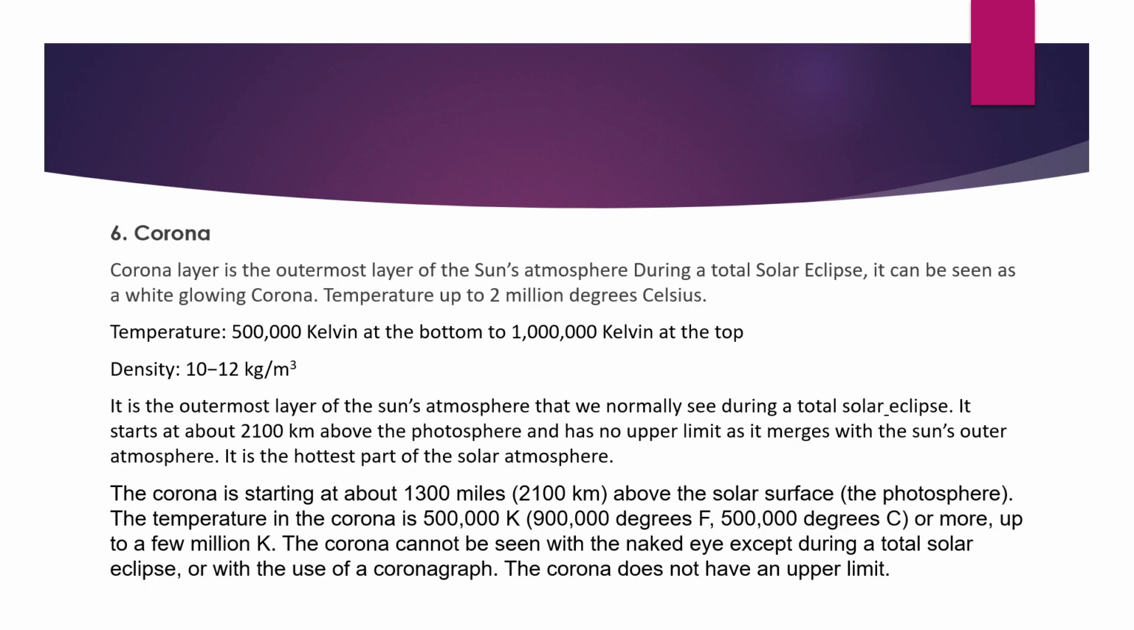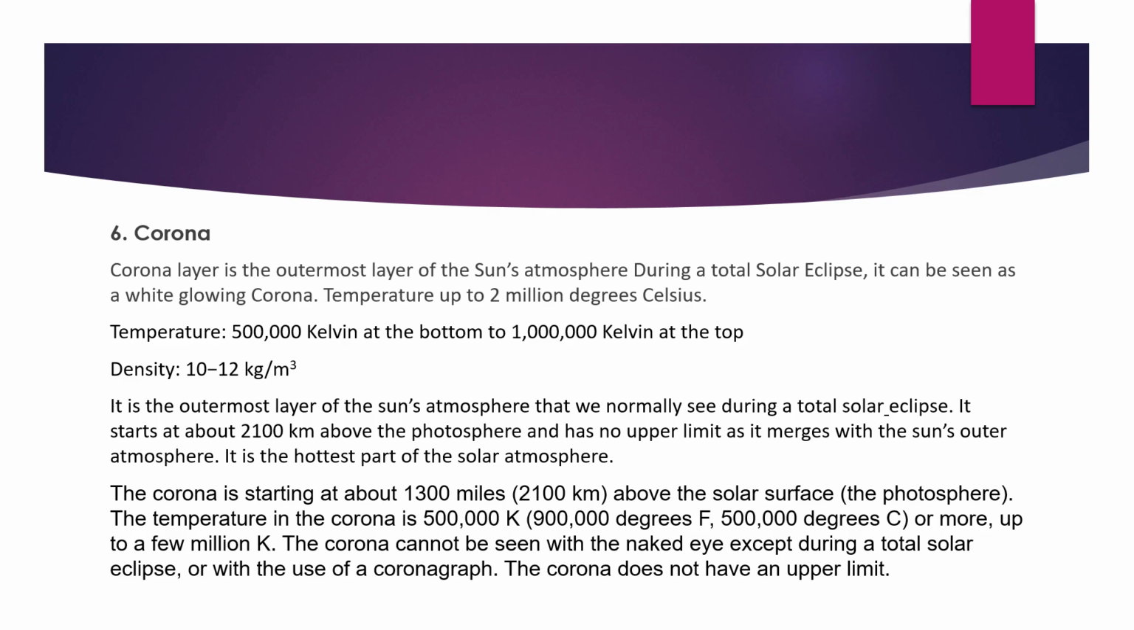Let us discuss the last layer, the corona. The corona is the outermost layer of the sun's atmosphere, seen as a white glowing corona during a total solar eclipse. Temperature up to 2 million degrees Celsius. Temperature 5 lakh Kelvin at the bottom to 1 crore Kelvin at the top. Density 10 to the power of minus 12 kg per meter cube.